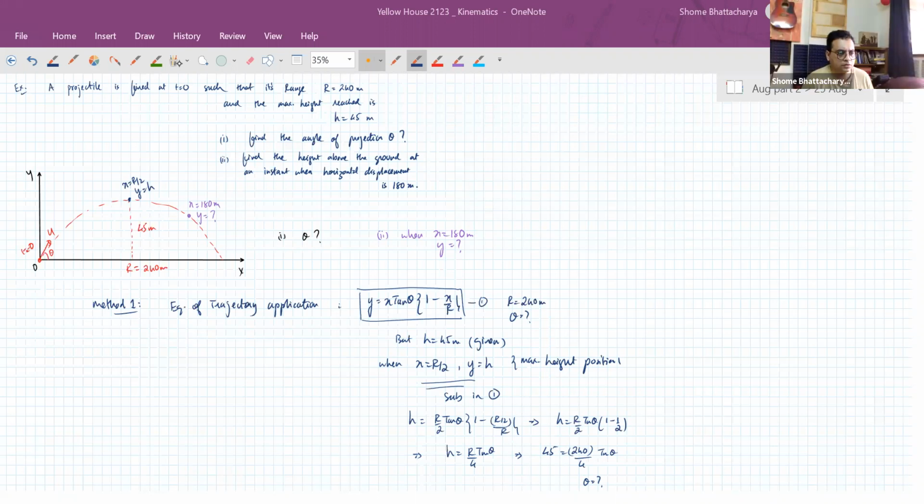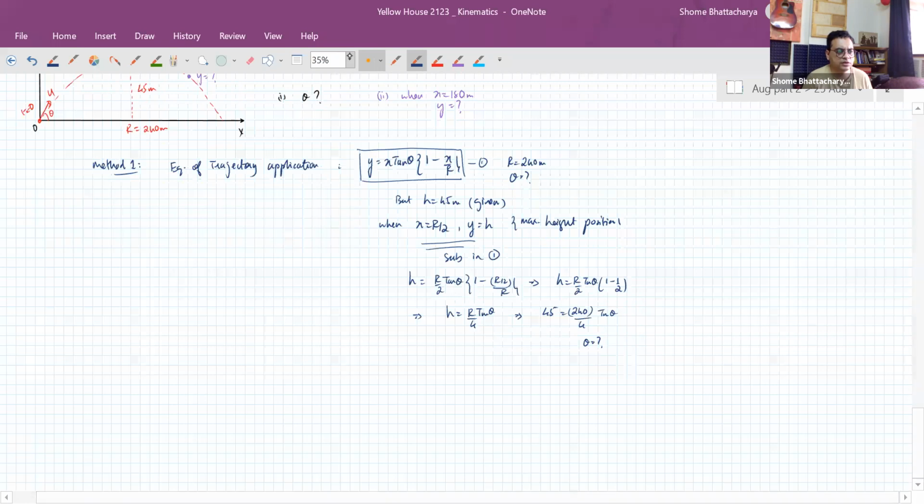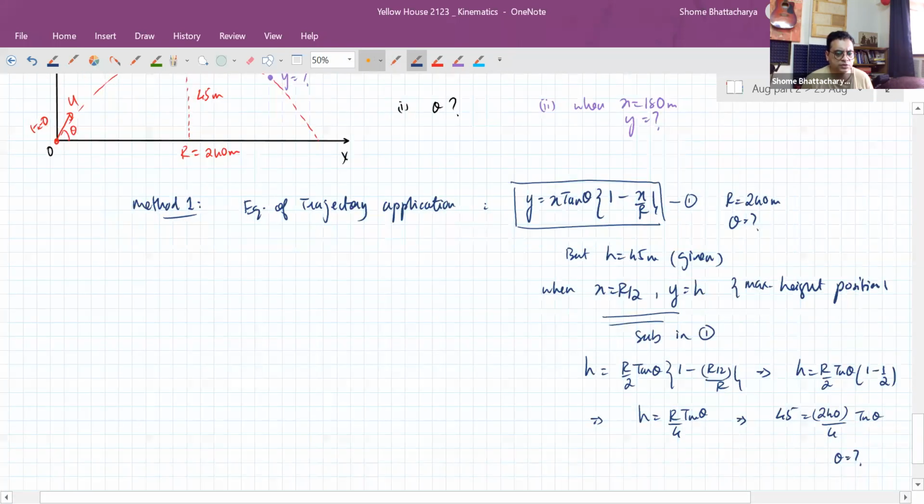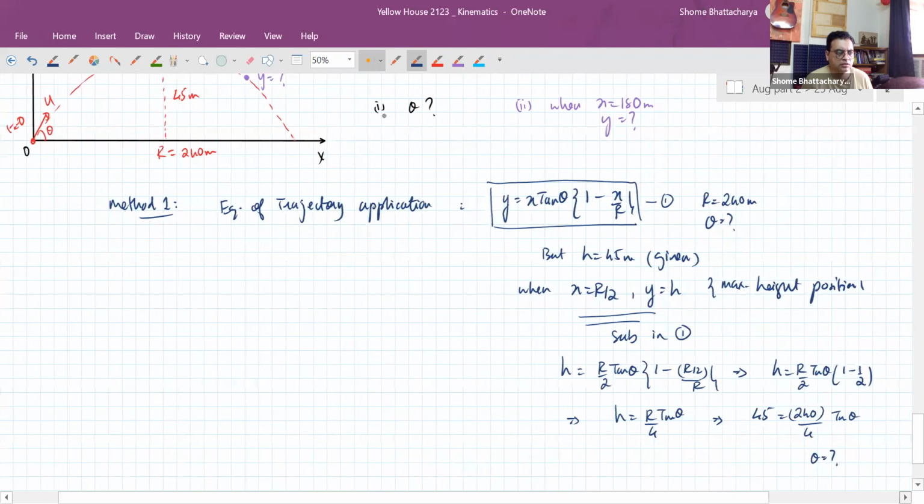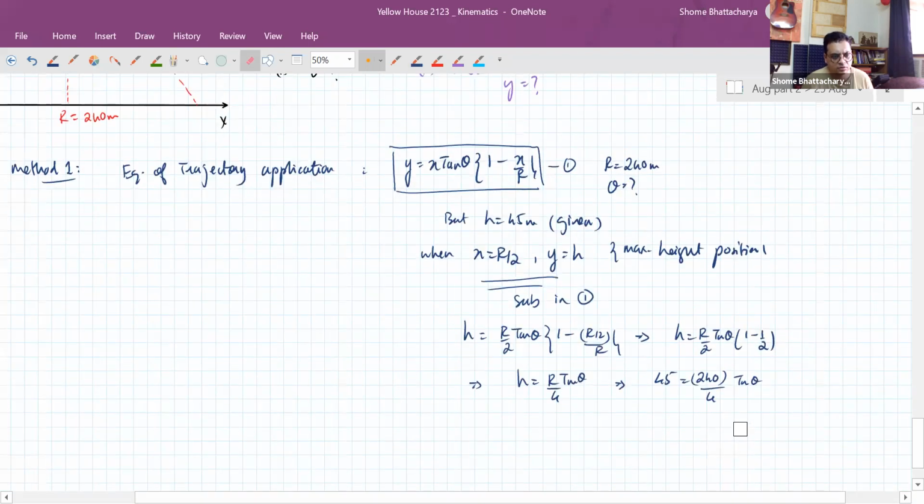Okay, so very good. Number of people have worked this out. 11.25 is the correct answer for the second part also. So let's complete this calculation. So we can see from here that next step, tan theta will become 45 by 60 or 3 by 4. So that means theta is equal to tan inverse 3 by 4 or 37 degrees. So 37 degrees is our angle of projection. This is the first part's answer.